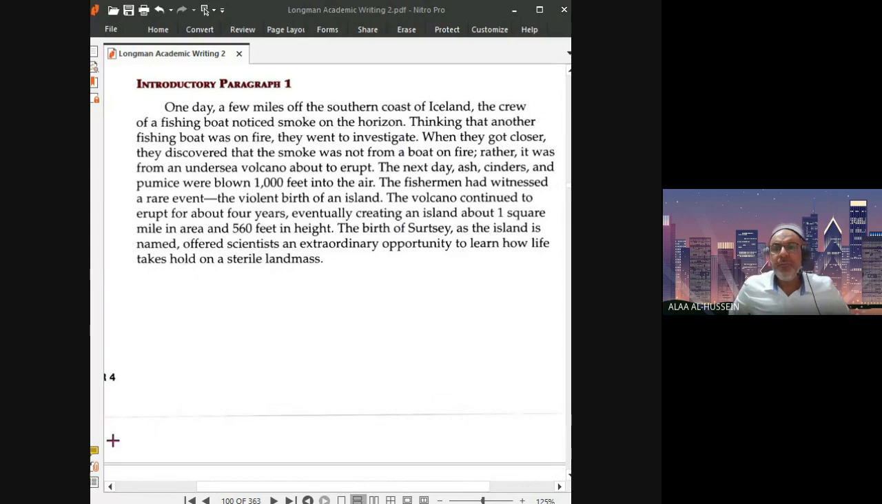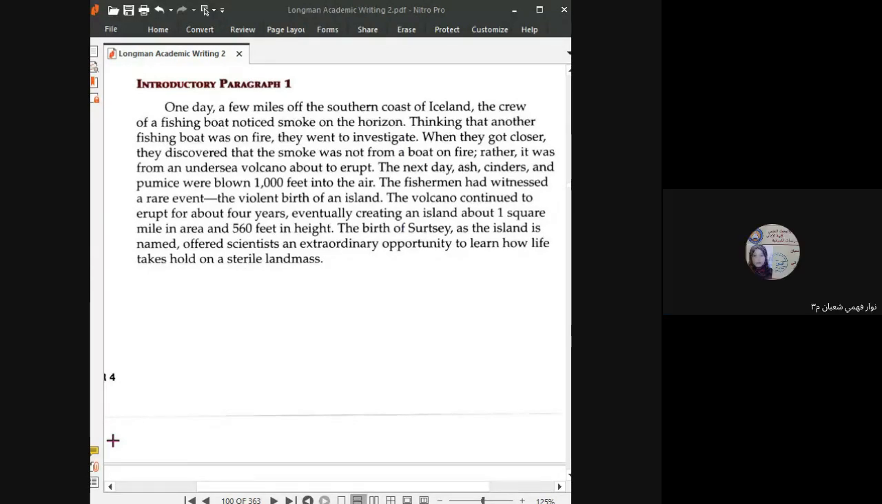The next day, ash, cinders, and pumice were blown 1,000 feet into the air. The fishermen had witnessed a rare event, the violent birth of an island. The volcano continued to erupt for about 4 years, eventually creating an island about 1 square mile in area and 560 feet in height. The birth of Surtsey, as the island is named, offered scientists an extraordinary opportunity to learn how life takes hold on a sterile landmass.